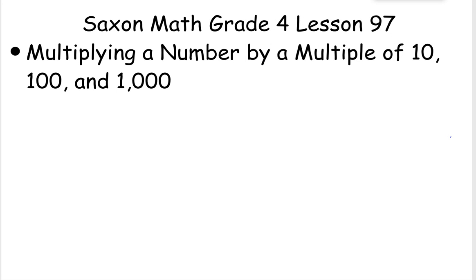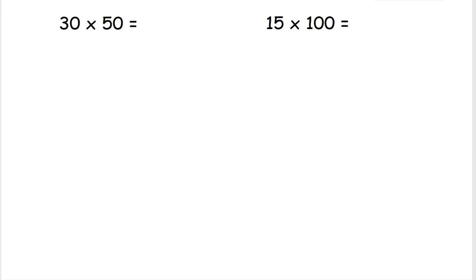Hello everyone, today's lesson is lesson 97, multiplying a number by a multiple of 10, 100, and 1000. So our multiples of 10 are 10, 20, 30, 40, 50, 60, 70, 80, 90, 100, 110, and so on. Okay? The multiples of 100 are 100, 200, 300, 400, 500, up to 1200 and farther. Multiples of 1000 are 1000, 2000, 3000, etc.